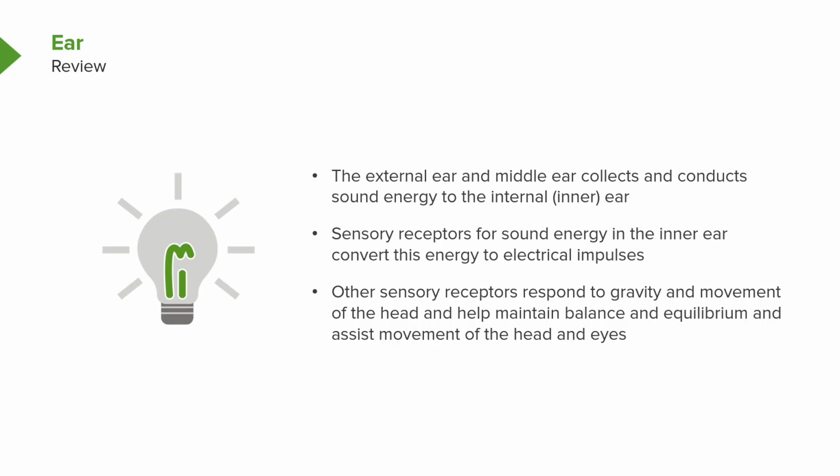So let me just review the structure and function of the ear. The external ear, particularly the tympanic membrane and the bony ossicles, convert sound waves, sound energy, into mechanical energy. And that's transmitted to the oval window. And that oval window then sets up vibrations inside the perilymph of the cochlear duct. And in turn that stimulates the basilar membrane to vibrate, and the hair cells are stimulated as well by their interaction with the tectorial membrane, and therefore we get to perceive sounds.